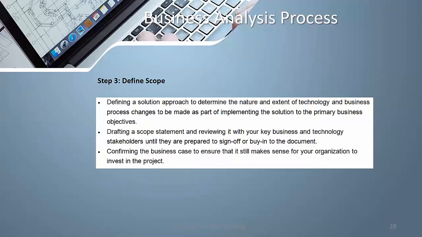Okay. The thing is, I didn't get the line here: until they are prepared to sign off or buy into the document. Can you please explain? Okay. Yes. So I'll give an example of this training. Let's say I'm doing a BA role, and you are the stakeholder, and I'm going to provide you with training on BA. This is also a good example of BA.